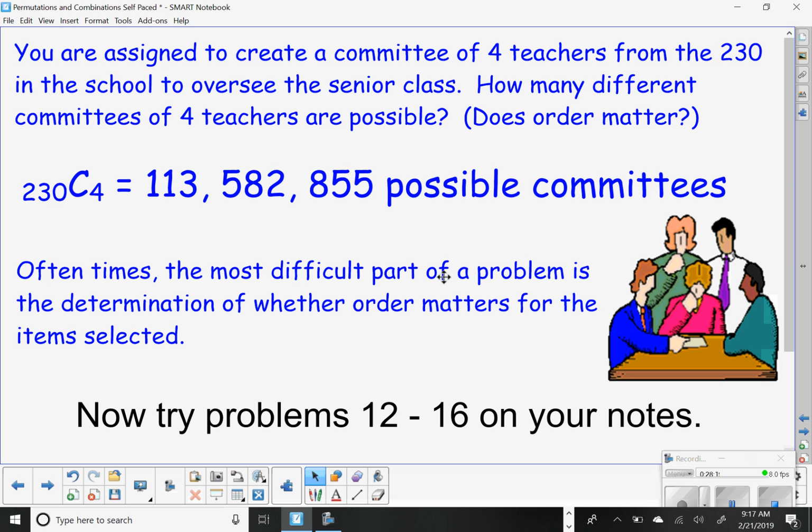Either one. Now, oftentimes the most difficult part of a problem is the determination of whether the order matters for the items selected. We're going to look at that in a minute. But before we do that, go back to your notes and try problems 12 through 16. Pause the video and try those.